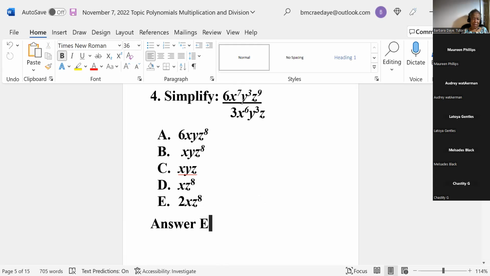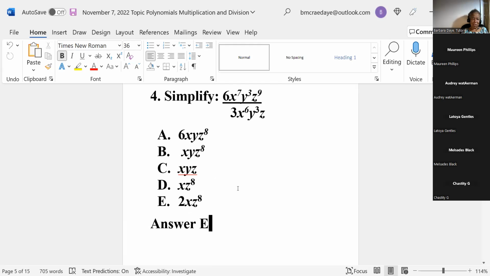Wait a minute, please. Start again. You're going too fast. x to the 7th, she said, divided by x to the 6th, you subtract. 6 from 7 is 1. So x to the 1, there we go. Now go to your y's. You have y to the 3, and then you have y to the 3. You divide that and you get a 1. So you don't have any y's here.